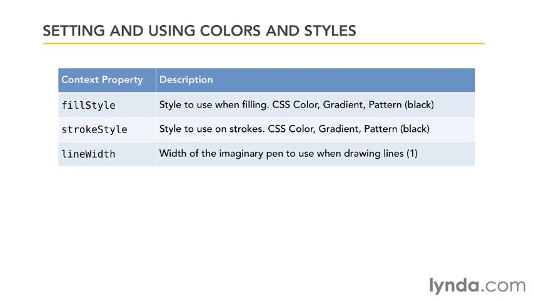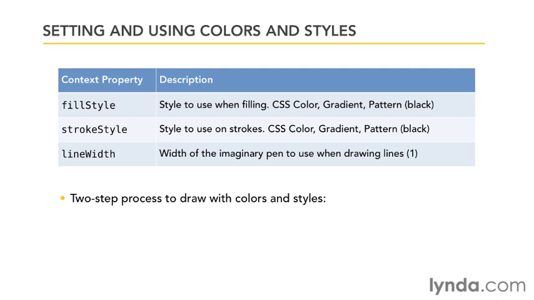In addition to the fill style, there's a stroke style. And again, this is the same idea. You can set this to a color or a gradient or pattern. It also defaults to black. And this is the color or style that's used when strokes are drawn, usually lines or outlines on objects that have an area. And then there's the line width property, and this is the width of the imaginary pen that the canvas uses when it's drawing lines. And that defaults to a width of 1, but you can set it to anything.